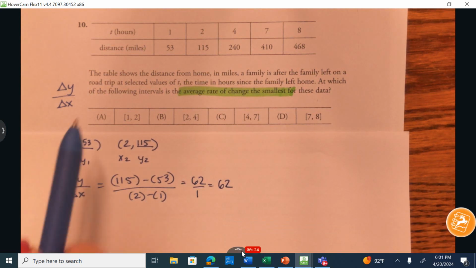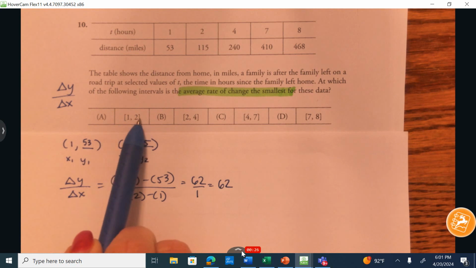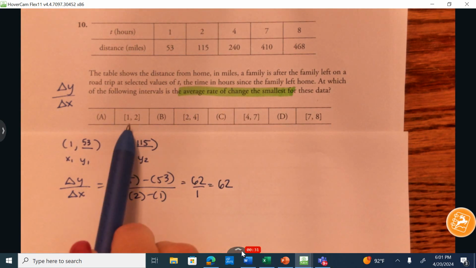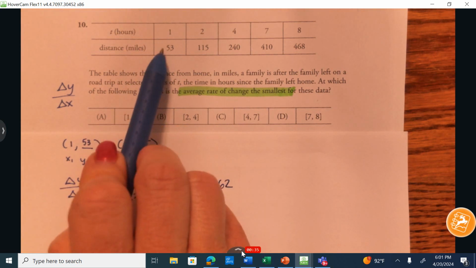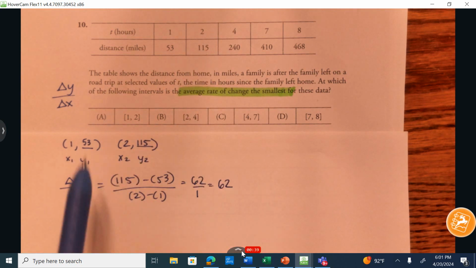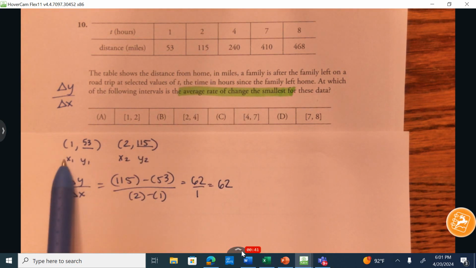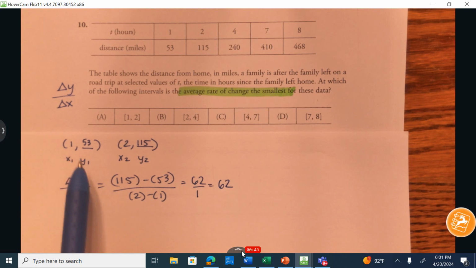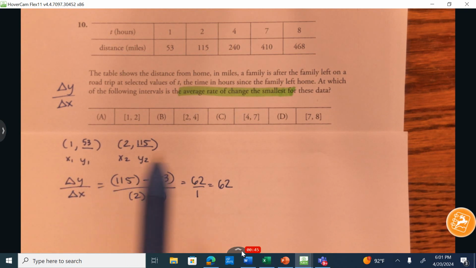So how I would do this is that this is not an ordered pair. This is a range in x values. And so we're going to figure out the average rate of change from 1 to 2, including 1, including 2. So 1 goes with a distance of 53 miles, and 2 goes with a distance of 115 miles. This is your x sub 1, your y sub 1. It's your first ordered pair, your x sub 2, y sub 2, second ordered pair.